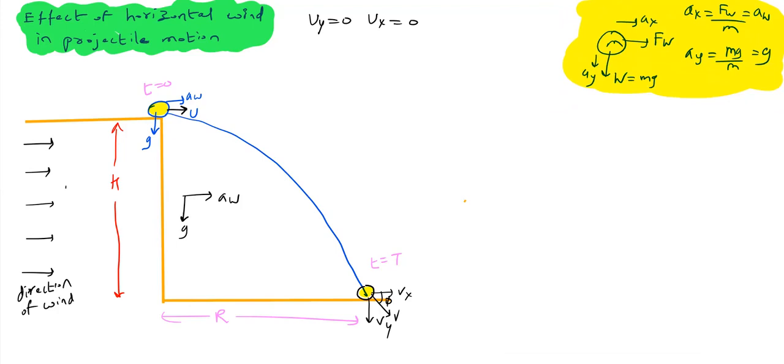Let's apply the equations of motion along the x and y axes. Along the y-axis, h is equal to uy t plus ay t square by 2. So what is the height it will descend? Uy is 0, and t is the time of flight. In place of ay, what do we have? It was g.